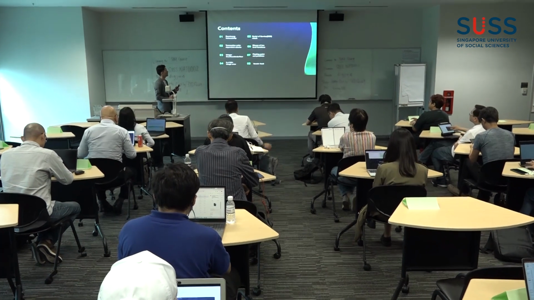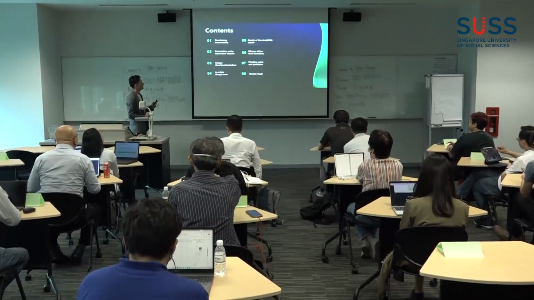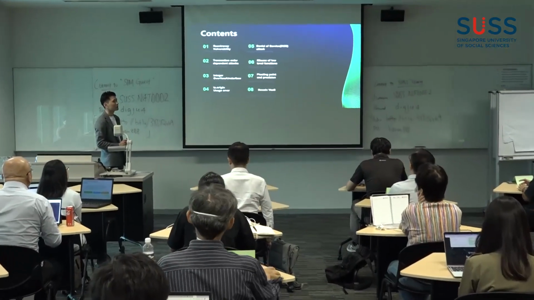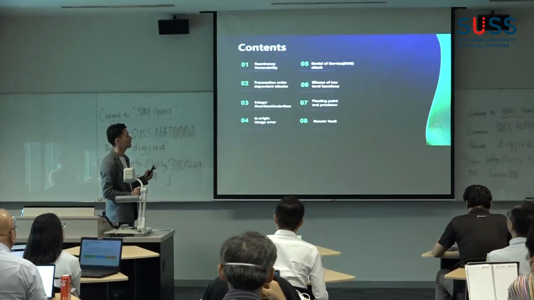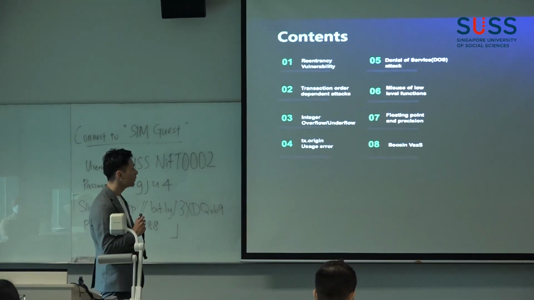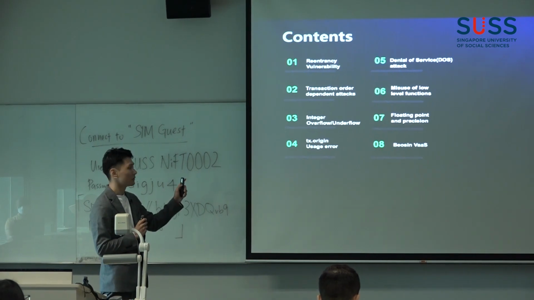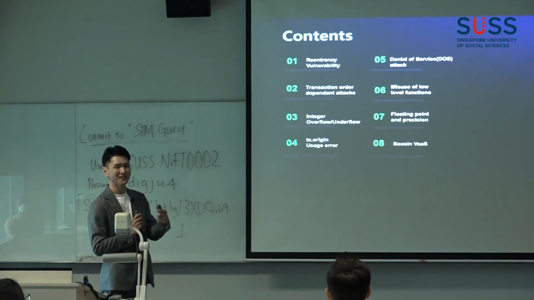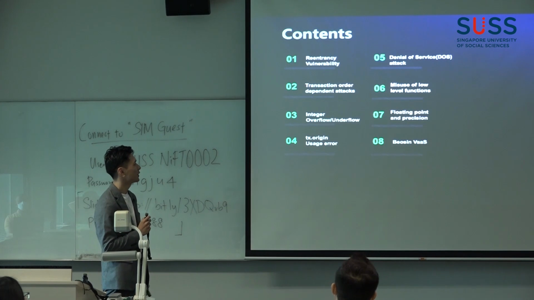First one is the infamous reentrancy. And the second one is the transaction order-dependent attacks, which is specific for blockchain. And third one is integer overflow and underflow. And the fourth one is the one we just mentioned previously, the transaction origin.